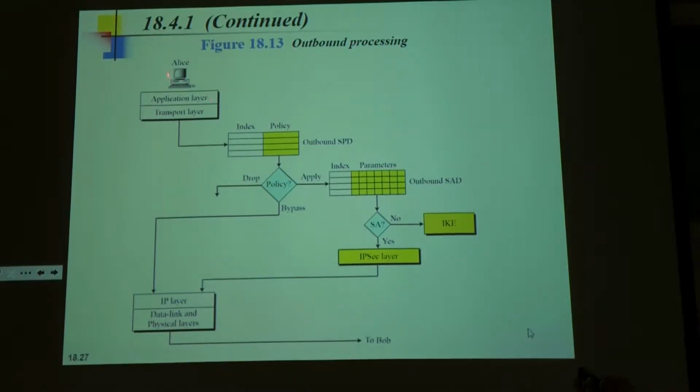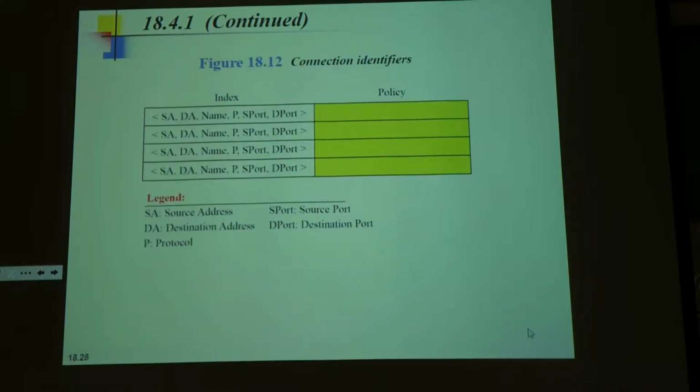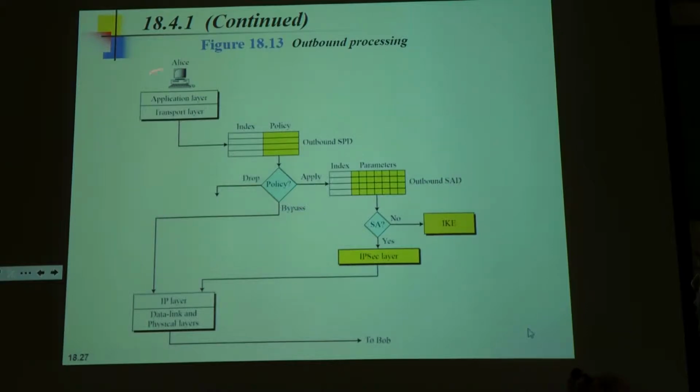So it goes from the application layer to the transport layer, and the transport layer is going to go to the index, similar to here. Part of the data is the destination, right? So you're going to see the policy. What could the policy be? The policy could be apply, bypass, or drop.